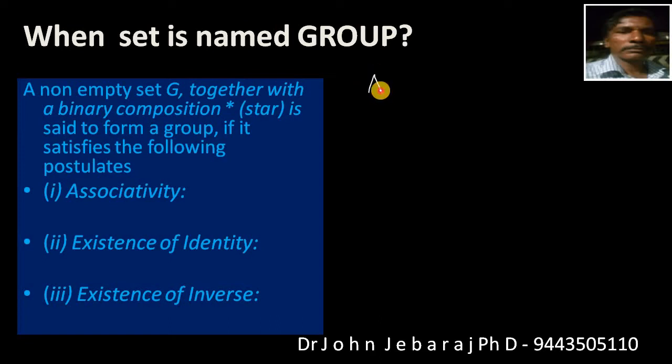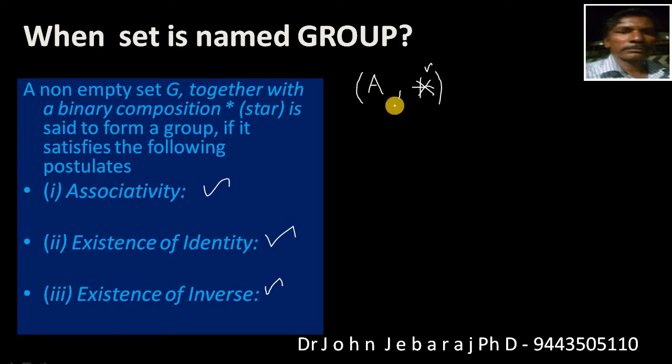Suppose A is a set and star is a binary operation. You know what a binary operation is? A binary operation means an operation between two elements only. This algebraic structure (A, star), with a binary operation, is called a group if the binary operation satisfies these three conditions: associativity, existence of identity, and existence of inverse.